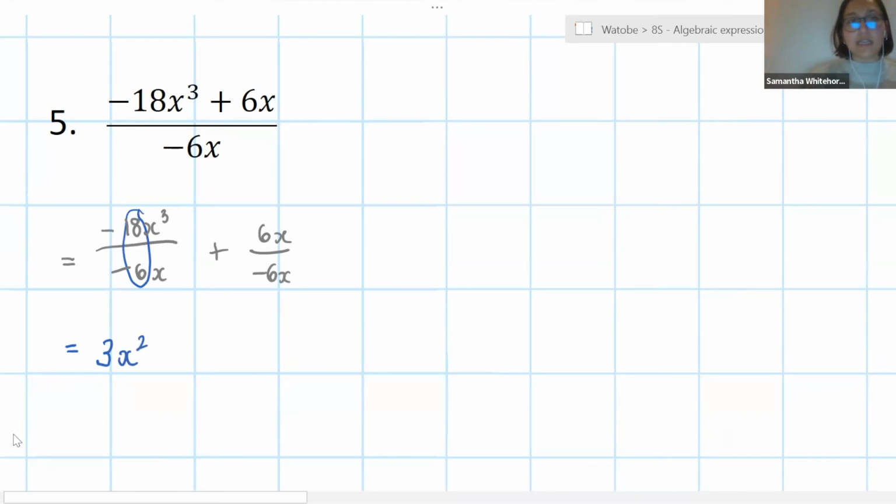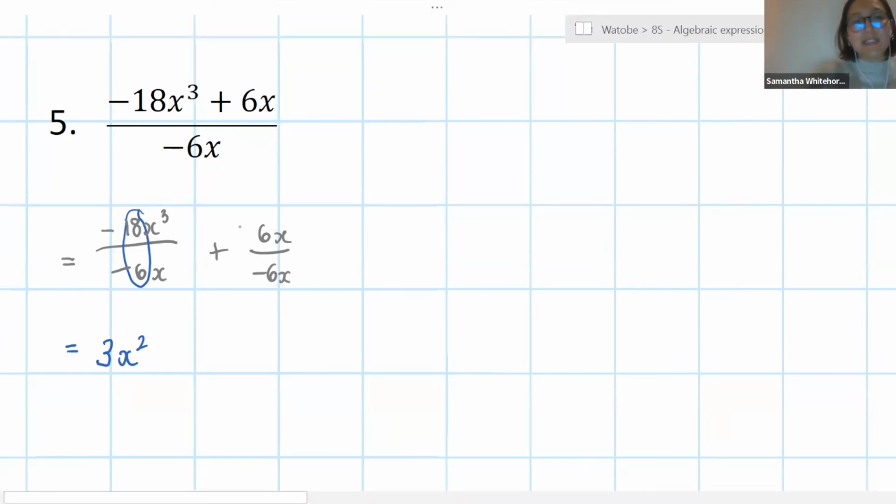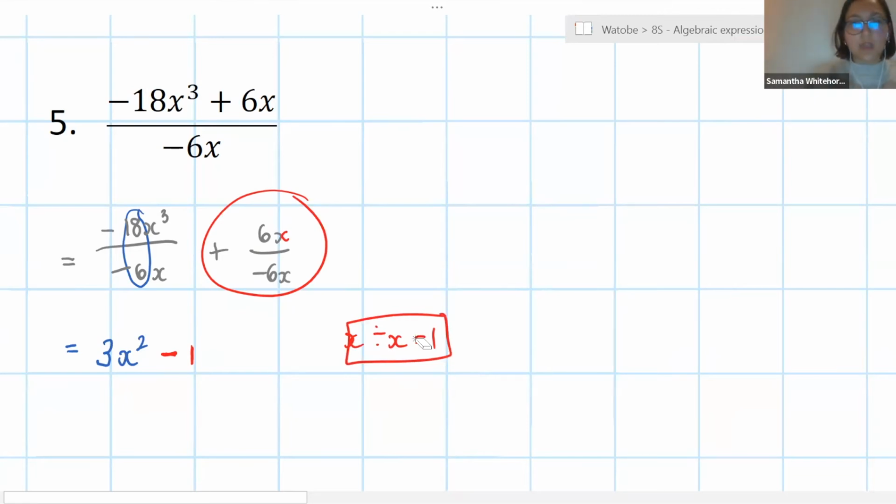Then we go to the second term. Now, what we need to be careful of in the second term is that technically this plus sign goes with that numerator. And so when I do my SNV, I've got a positive divided by a negative. Positive divided by a negative we know is a negative. 6 divided by 6 is 1. You don't have to write the 1 there, but you can. And anytime I divide something by itself, I get 1. So actually all I have there is the minus 1.